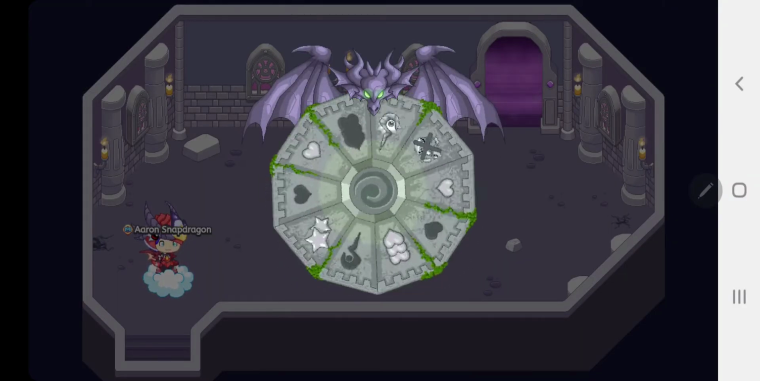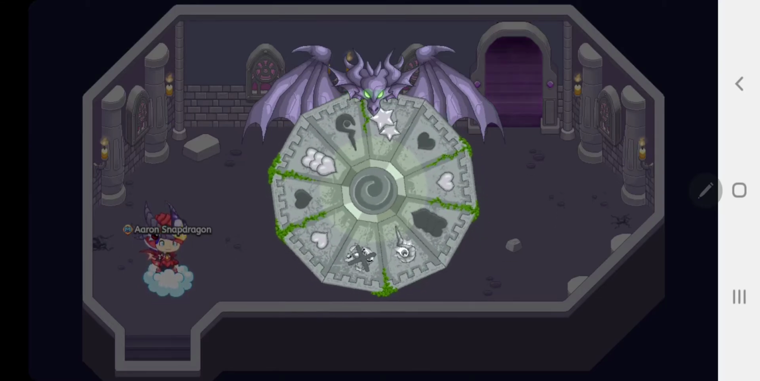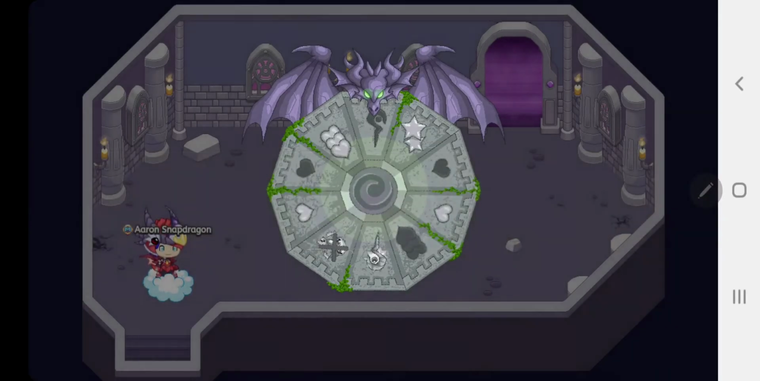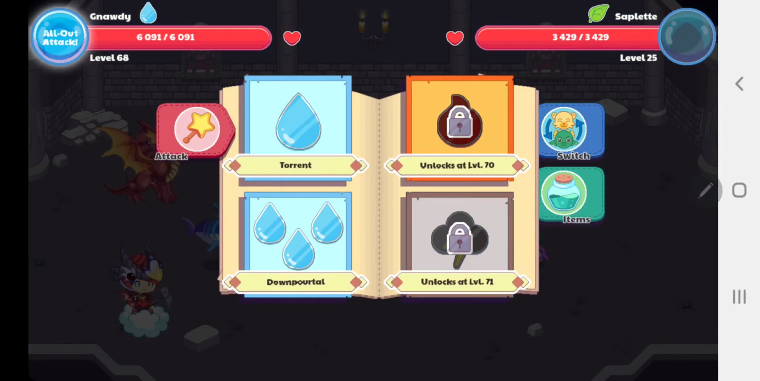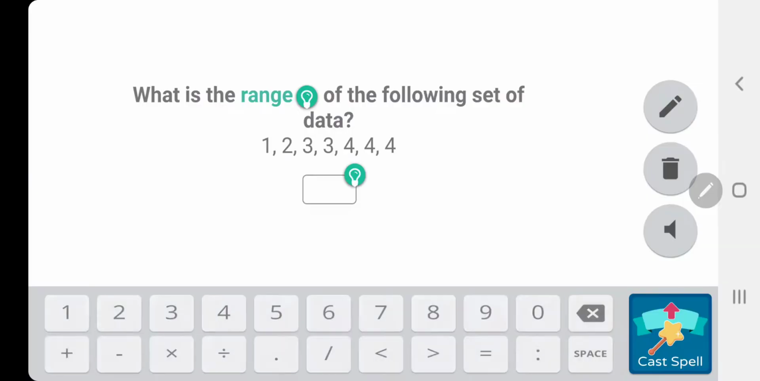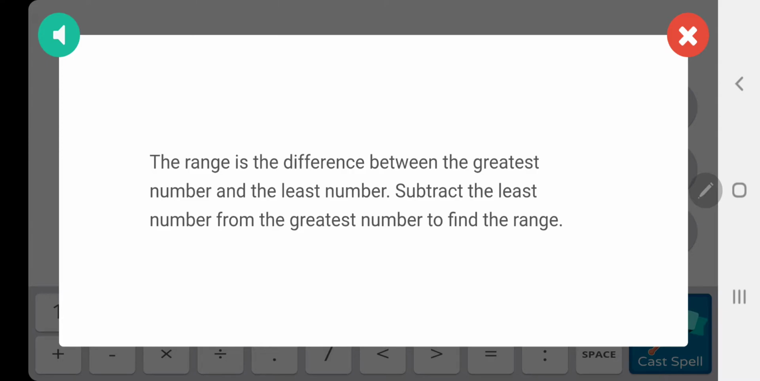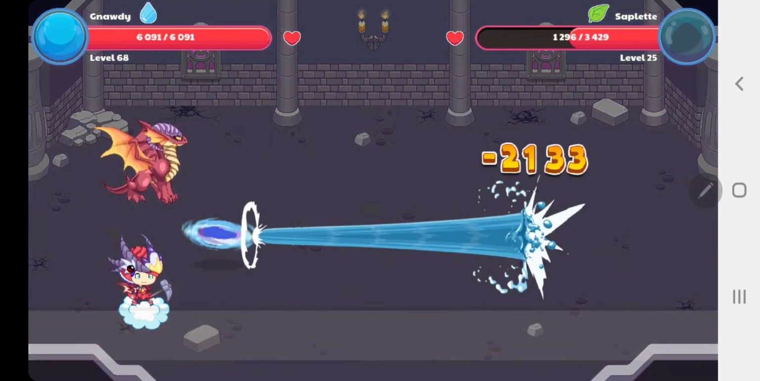And I like it because the math questions are so easy and you don't realize they're math questions. It's good. I like it because it shows you math while you don't even know that you're doing math questions. Like this is easy. It will say the range. So the range is the difference between the greatest number and the least number. Subtract the least number from the greatest number to find the range. So it will be 4 minus 1. That will be 3. Yeah, I'm correct.